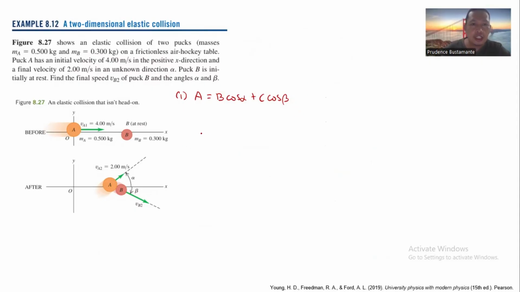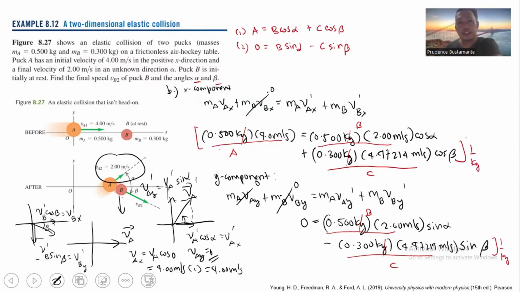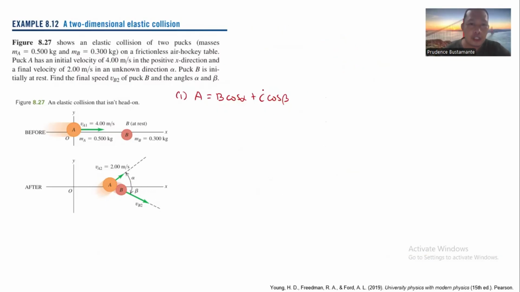And for the next step, what we're going to do is solve for cosine beta and sine beta, because cosine squared beta plus sine squared beta is just equal to 1. And then I'm going to add these, so we might be able to eliminate one of the variables.